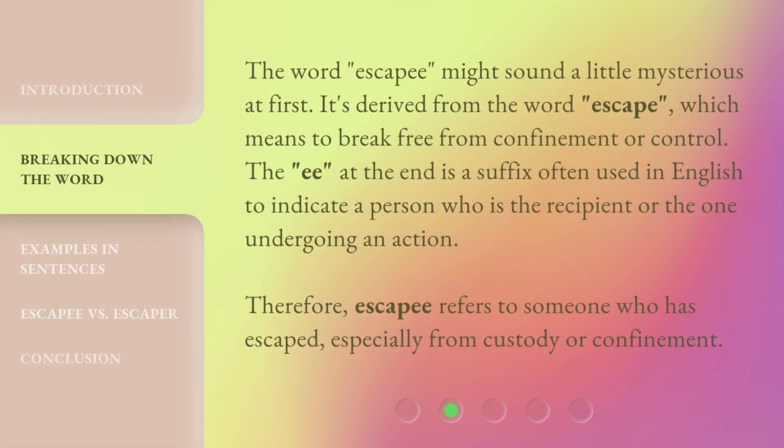The word escapee might sound a little mysterious at first. It's derived from the word escape, which means to break free from confinement or control. The "ee" at the end is a suffix often used in English to indicate a person who is the recipient or the one undergoing an action. Therefore, escapee refers to someone who has escaped, especially from custody or confinement.